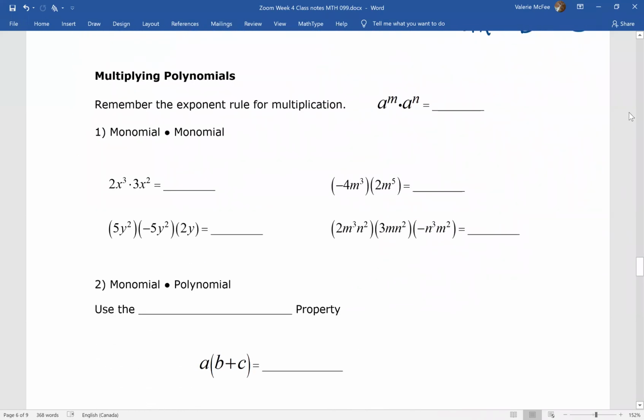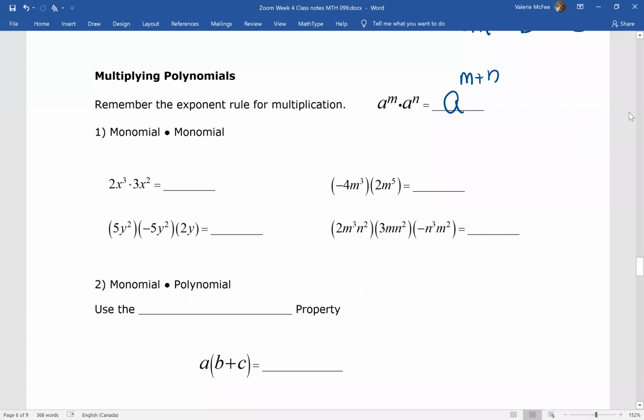Now we want to use those exponent rules when we look at multiplying polynomials. We said in the earlier lecture that we keep the base and add the exponents. I asked you to go home and memorize that rule, so I hope you've done so. When we're multiplying a monomial times a monomial, that means there's no adding and subtracting. This is just one term. I have 2x cubed times 3x squared.